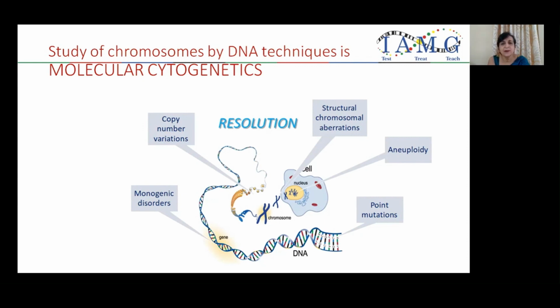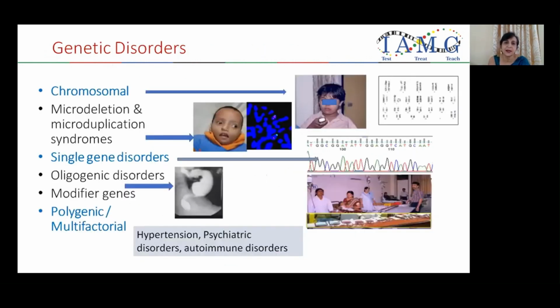And if the resolution improves further, then practically we can study each and every nucleotide of a particular gene or DNA segment. These tests are usually used for diagnosis of mutations in monogenic disorders. So the marriage between DNA-based technology and chromosomes, using the principle of complementary hybridization where A anneals with T and G with C, when used for the study of chromosomes, is called molecular cytogenetics.